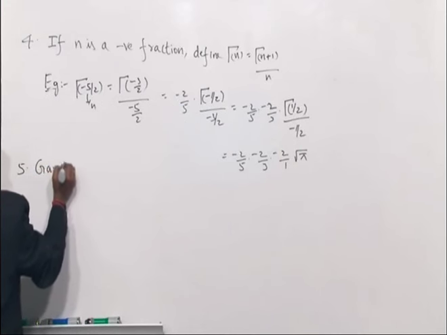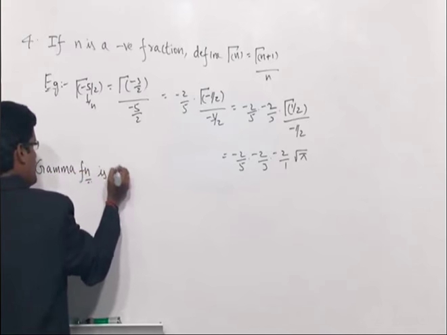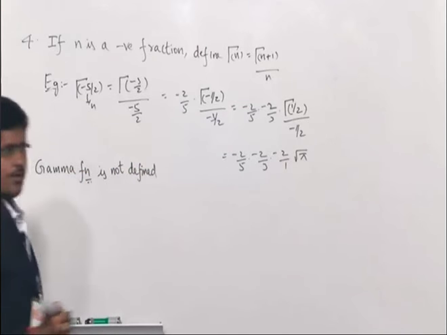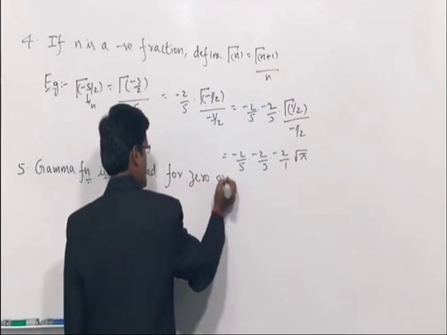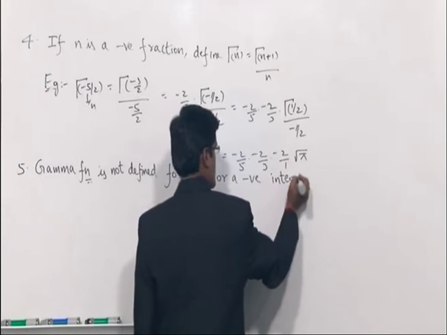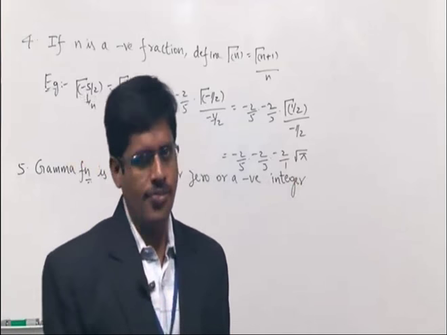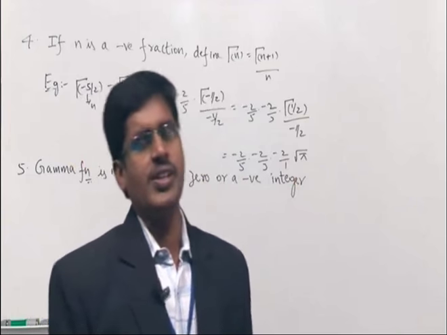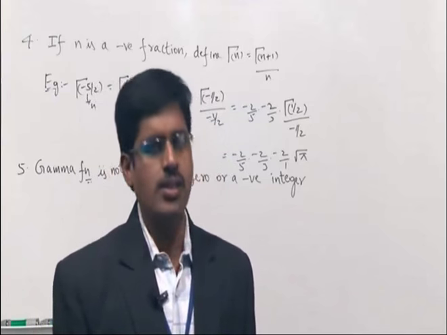Gamma function is not defined for 0 or a negative integer. So gamma function is defined for positive integer, positive fraction, negative fraction, but not for 0 or negative integer. Gamma 0 tends to plus infinity, gamma minus 1 tends to minus infinity, gamma minus 2 tends to plus infinity. Alternatively it goes like that.